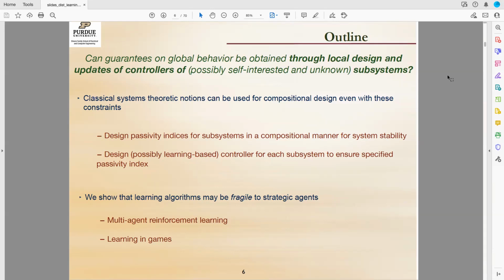I'll talk about that in two parts. One is how to design passivity indices or dissipativity notions for subsystems in a compositional manner when my objective is system stability.